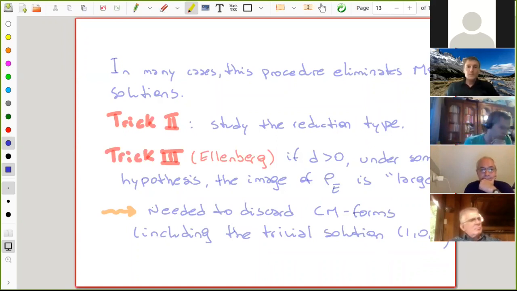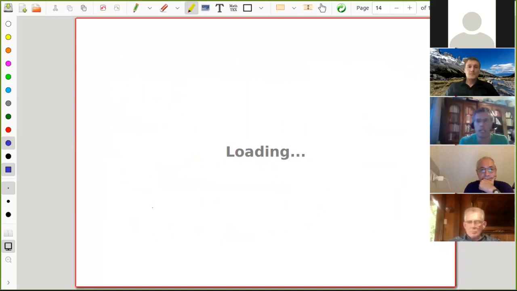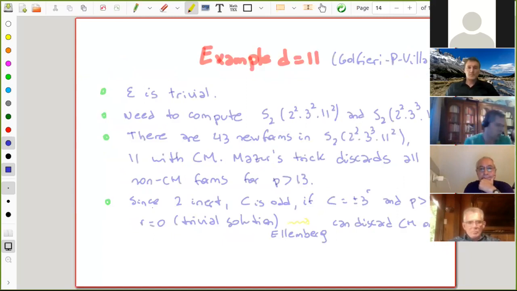So let me give you an example. This is an ongoing project with Franco Golfieri and Lucas Villagra. So let's take D equals 11. Okay, now it's explicitly x squared plus 11 y to the 6 equals z to the p.